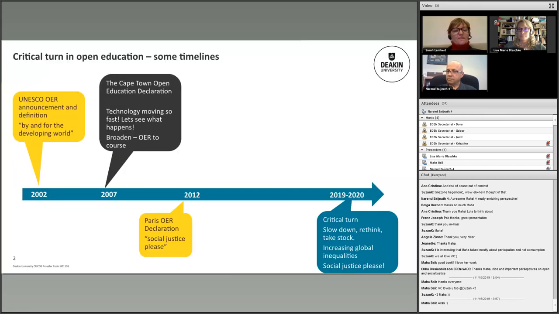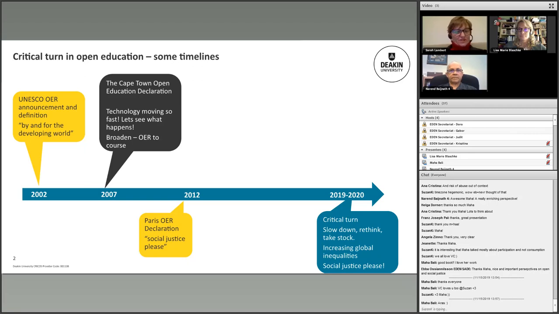So within this critical turn, if I pick a couple of key timelines, and I am talking particularly about this digital chapter of open education. If we look at 2002, that first UNESCO OER announcement and definition, it has a phrase in the text, by and for the developing world. And I think in the light, again, of what we've heard from both Narend and Maha, this is important, powerful social justice words. But those were not the words that ever really got cited in that critical text.